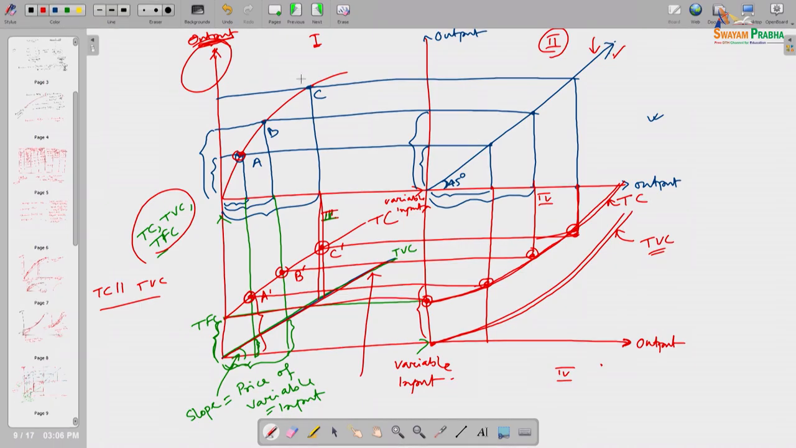And you draw, you capture the total cost, total fixed cost, total variable cost, all vertically down in panel 1 here, vis-a-vis the variable input. Variable input you are measuring on the horizontal axis. Here, in panel 4, on the horizontal axis you are measuring output and on the vertical axis you are measuring all three costs: total cost, total variable cost, total fixed cost. Okay. So, as a result you will get these kinds of things.